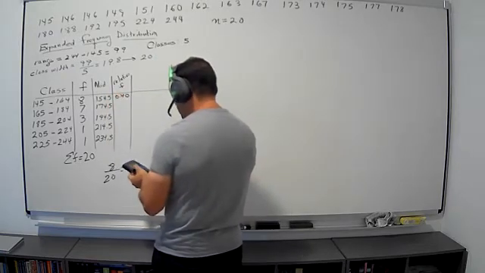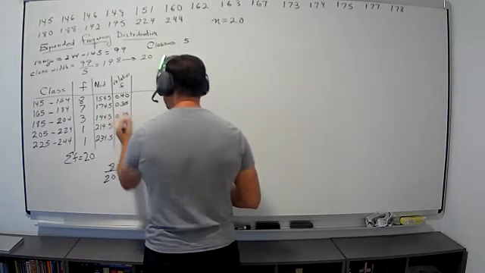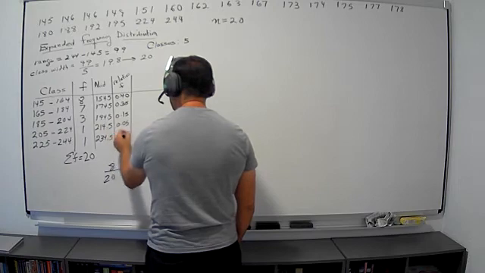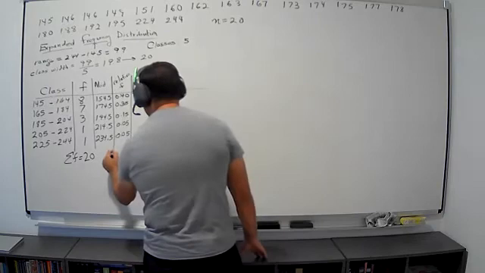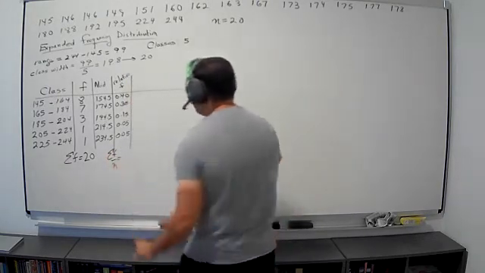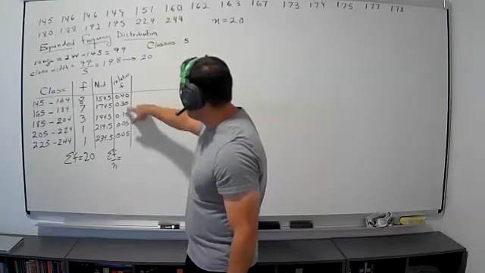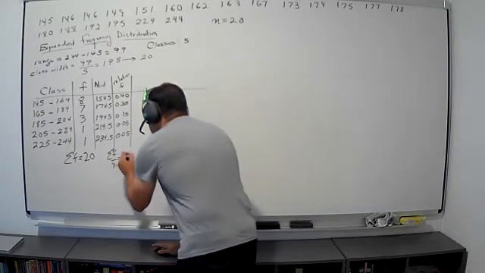7 divided by 20, it's 0.35. 3 divided by 20 is 0.15. 1 divided by 20 is 0.05. And again, what we need to check here is our sum of our frequencies divided by the total. So 0.40 plus 0.35, that's 0.75, plus 0.15, that's 0.90, plus 0.05 is 0.95. Hmm, it's 1.00, so everything checks out.